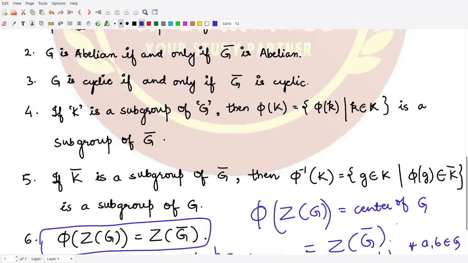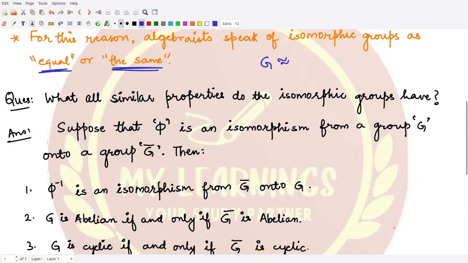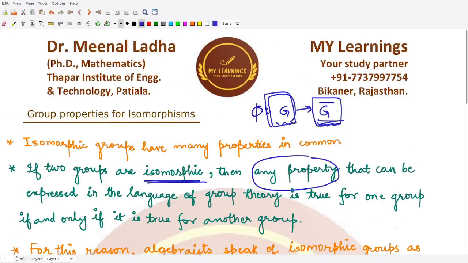So this is all for this video. You can try the proofs yourself. They are very simple. So I hope you understood the properties well.